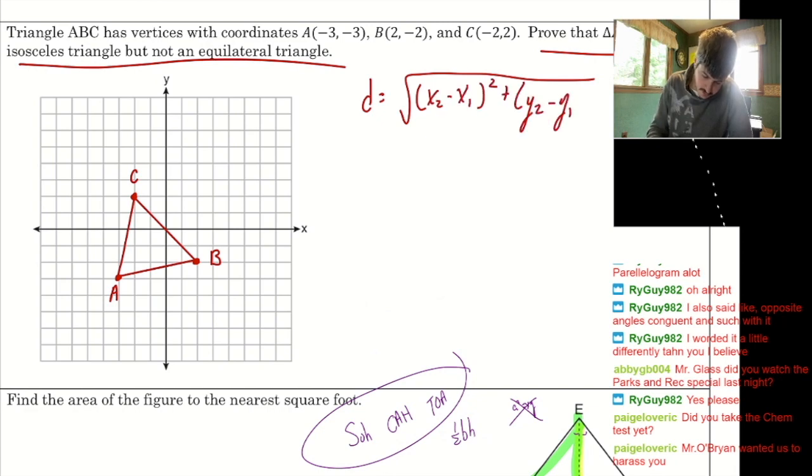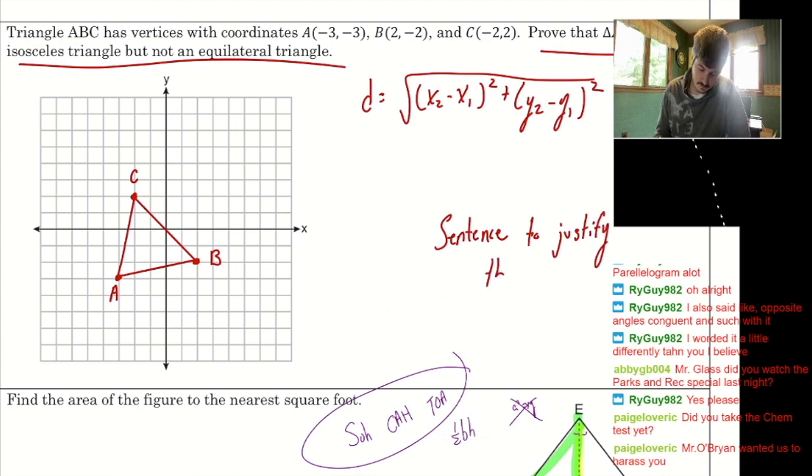I'm not going to go through all three distances because I'm confident that you guys can do it on your own. But if you're trying to make sure it is isosceles and not equilateral, make sure two sides are the same, one is in fact different, and then just make sure you write a sentence to justify the math.